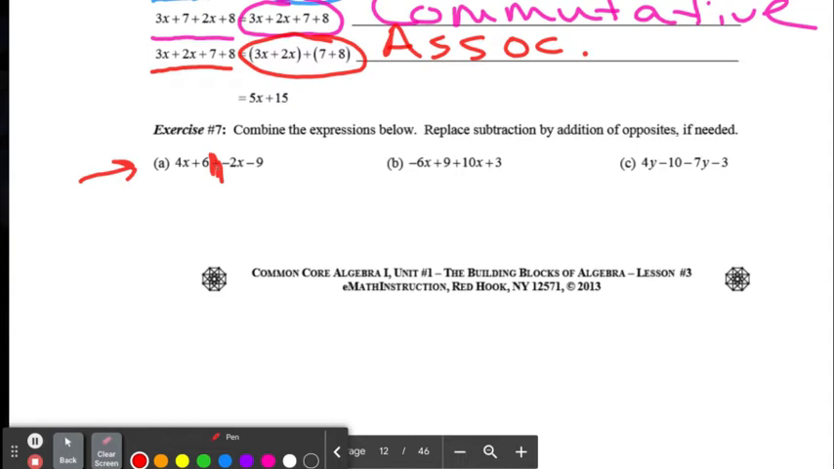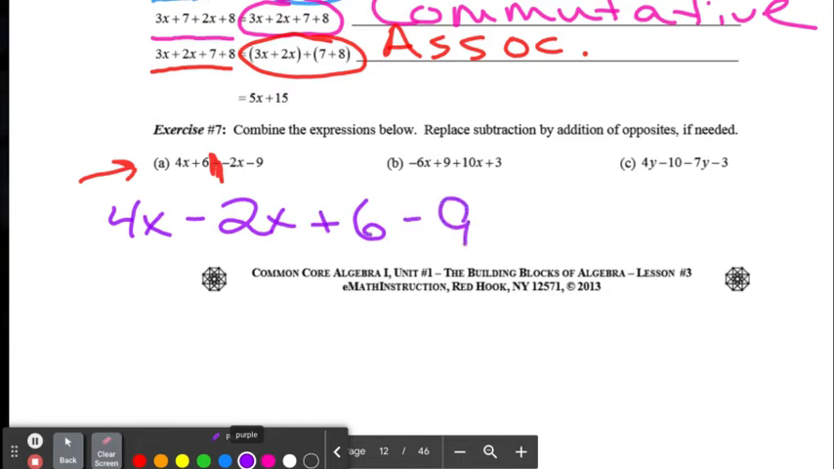So normally we would just combine like terms, 4x minus 2x. But since we're working on properties, I'm going to rewrite this using the commutative property. 4x minus 2x plus 6 minus 9. So what I did was I put all my like terms next to each other. Now I can use the associative property and group my like terms. 4x minus 2x and then the 6 minus 9.